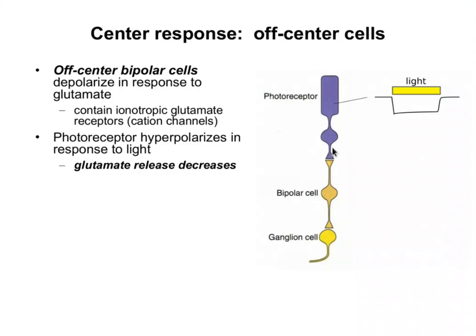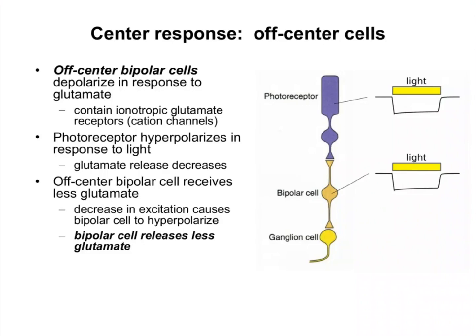Okay, so now let's consider how light stimulation would affect the presynaptic photoreceptor and the off-center bipolar cell. So you'll recall that all photoreceptors, all rods, and all cones hyperpolarize in response to light stimulation, and that's illustrated in the upper right-hand portion of the slide. So if this presynaptic photoreceptor hyperpolarizes in response to light stimulation, it's going to release less glutamate onto its postsynaptic off-center bipolar cell.